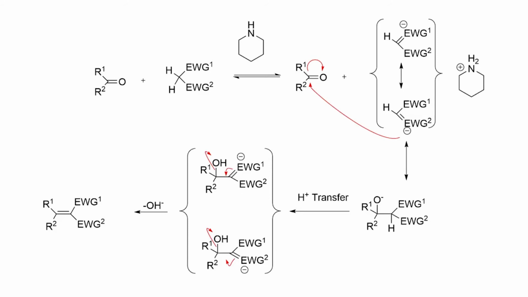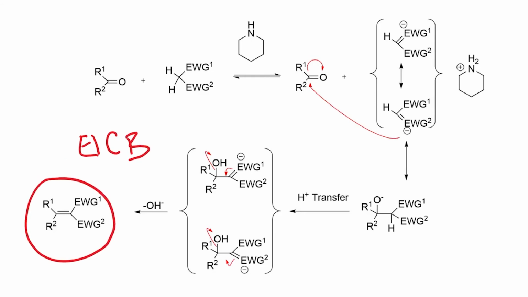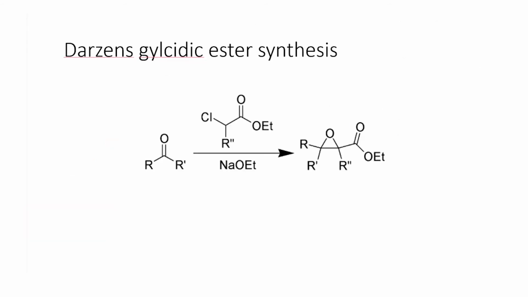So this is E1CB to give you the olefin. Okay. So again, this is a mechanism that you can work out very easily given all the discussion that we have had on enolate formation and E1CB reaction. Okay, so moving on, the next name reaction that we're going to deal with is the Darzens glycidic ester synthesis.